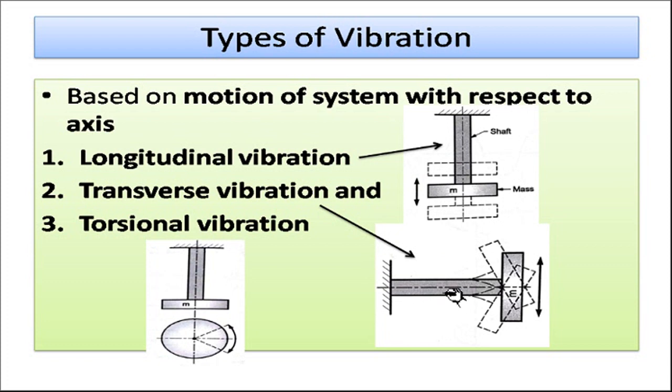And in this case you can see it is a cantilever beam. Now this mass is here, and if it is vibrating in this way, which is perpendicular to the axis of this particular shaft or beam, then it is a transverse vibration. And now the same shaft and disc, if it is rotating about this axis, as you see in the top view, this is called torsional vibration.